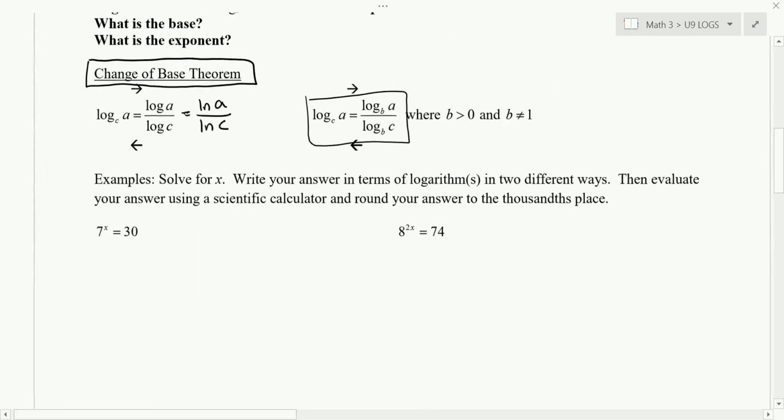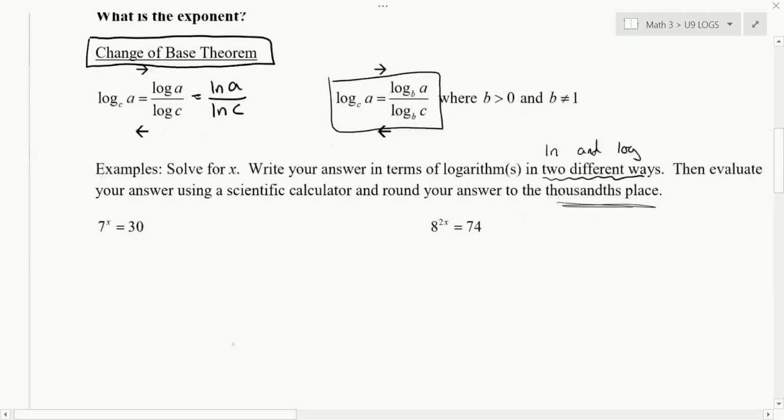So we're to solve for x. Goal again is to solve for exponents that we normally would never be able to solve for using a calculator. Write your answer in terms of logarithms in 2 different ways. So we get to pick 2 different bases, and so we're gonna use one with the natural log and the other one with the log base 10. Then evaluate your answer using a scientific calculator and round your answer to the thousandths place. So we're going to go 3 decimals down.